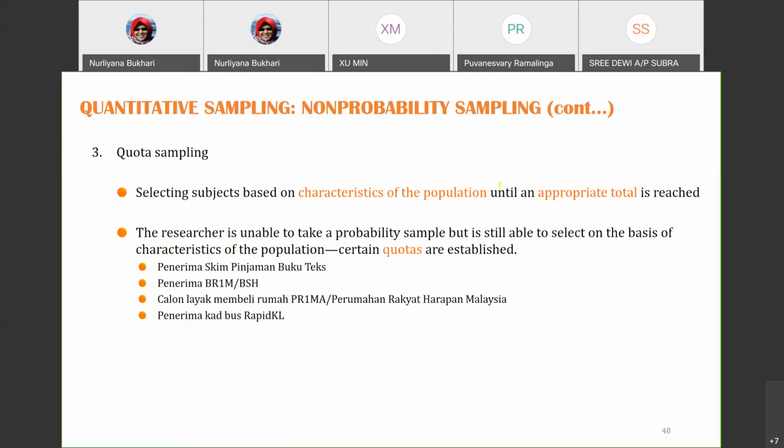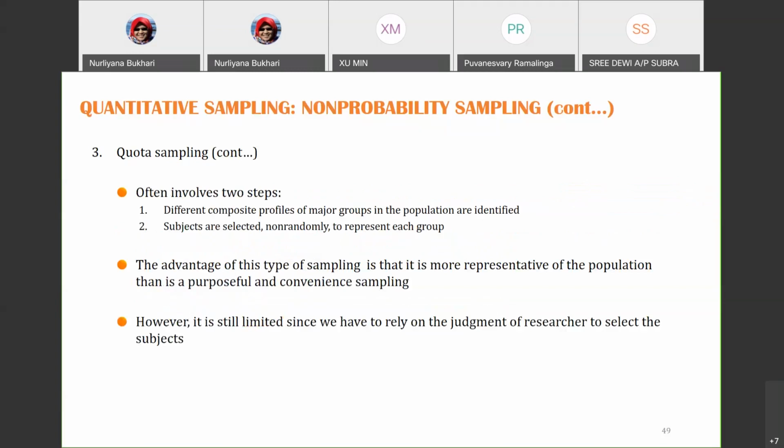Quota sampling. Selecting subjects based on characteristics of the population until an appropriate total is reached. We have reached that amount. BRIM, BSH, scheme pinjaman buku teks. Okay, those who can buy a house based on the Prima, this is our government policy. Those who received the Rapid KL under Pakatan Harapan, this is also our previous policy. Okay, so we meet the quota.